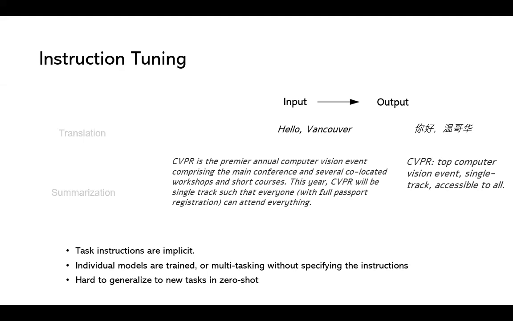What people did is that they may train individual models on each type of data, right? And sometimes they will merge the data together and try to do multitask training. Even with multitask training, they will never specify the task instructions in the training. It means that in the inference stage, it's very hard for the model to know what type of task it should perform. This makes such a trained model hard to generalize to unseen new tasks in the inference stage.